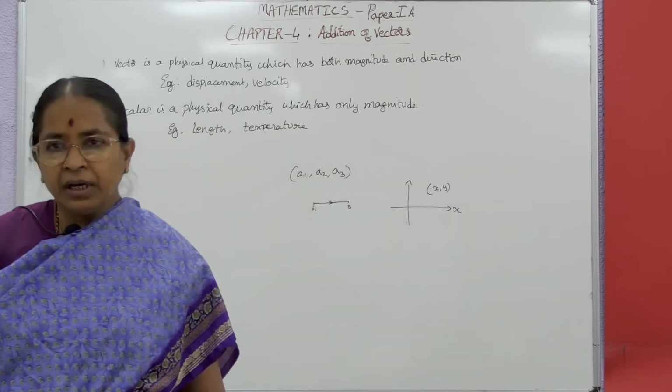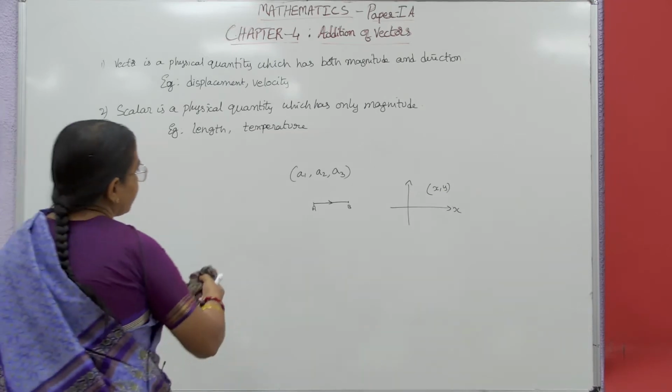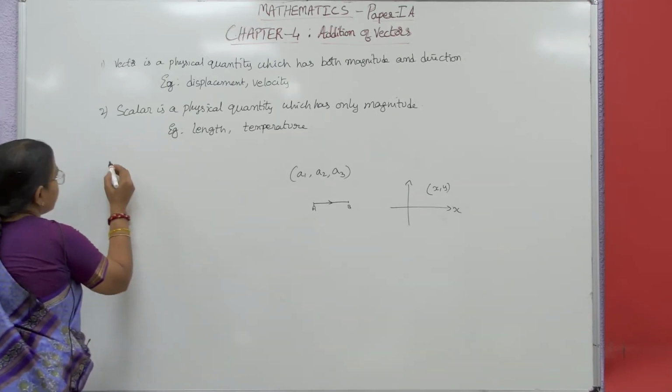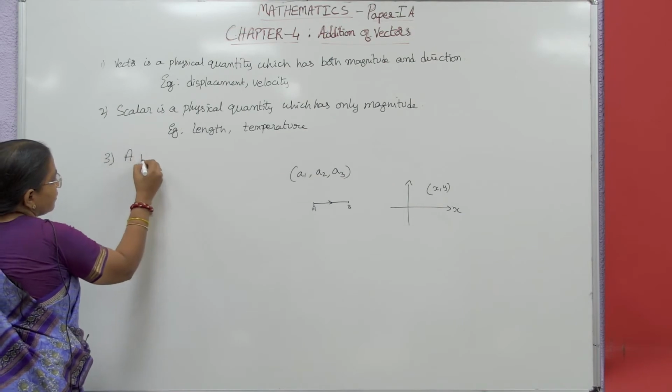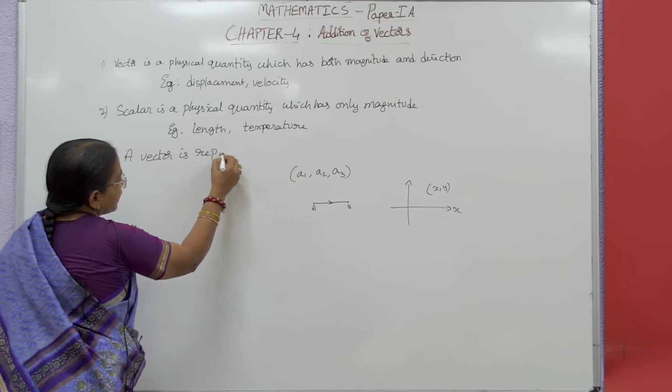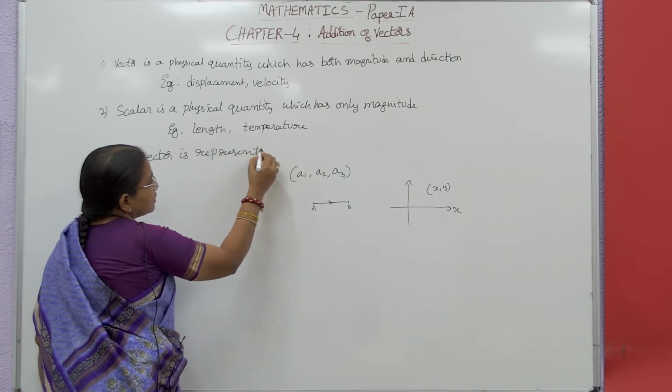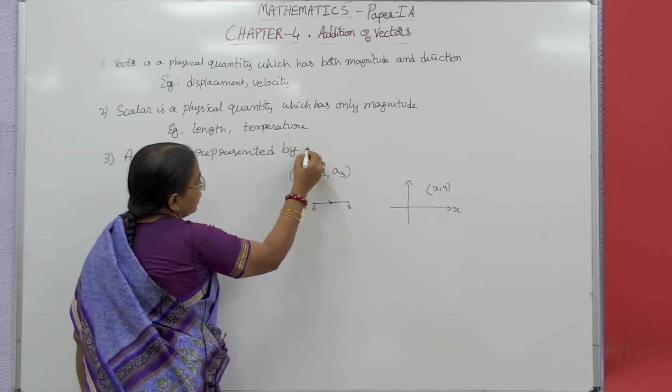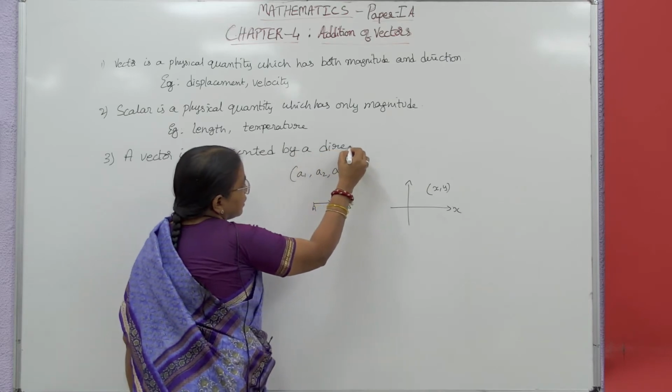Now, we represent a vector by a directed line segment. A vector is represented by a directed line segment.